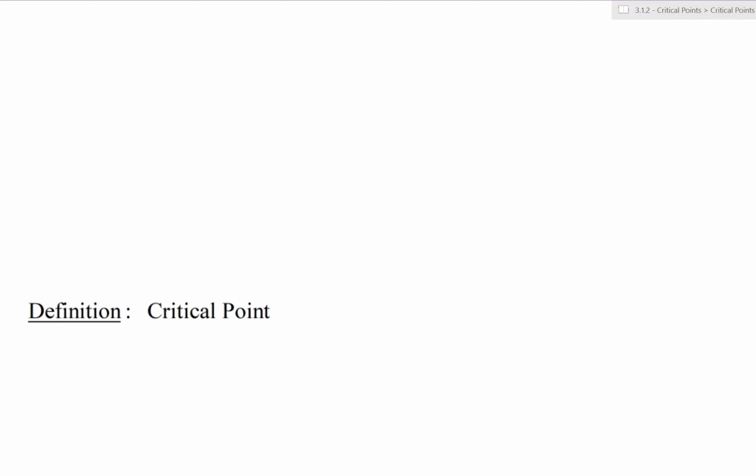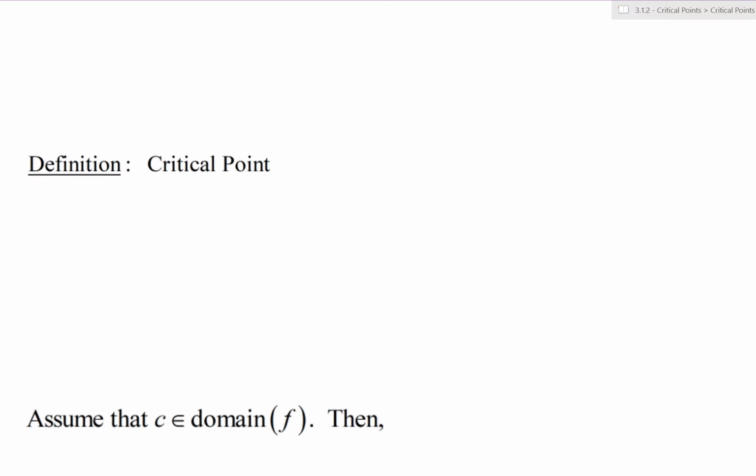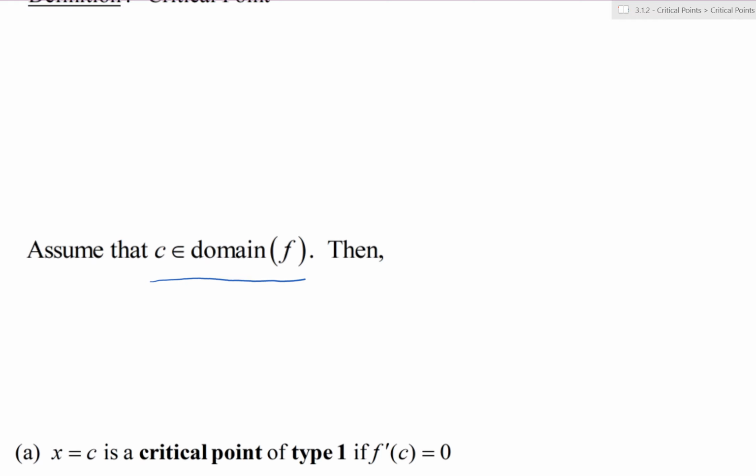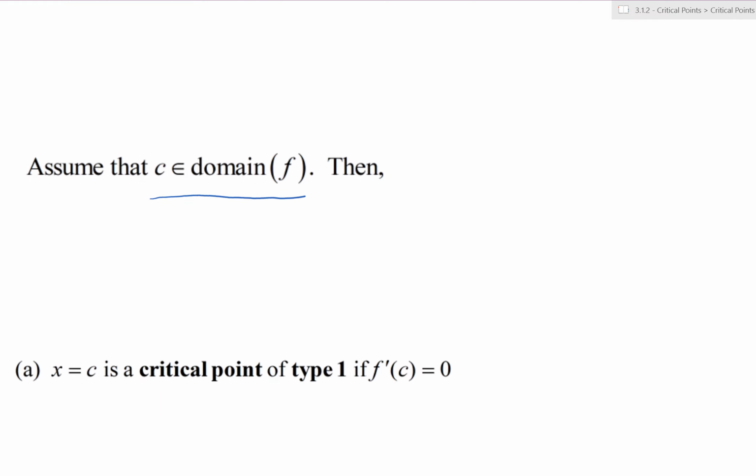All right, so what's the definition of a critical point? Well, first of all, for every critical point, we assume we have this number c that is in the domain of a function f. So we have to first assume that the function is defined at this location of c. Given that, we say that x equals c is a critical point, and in this case we classify it as a type 1 critical point if the derivative at this location c is equal to 0.